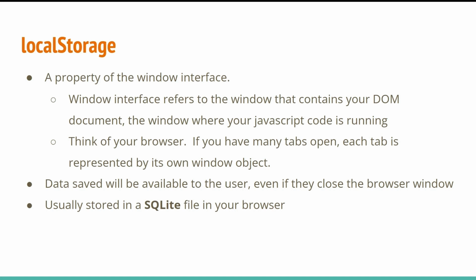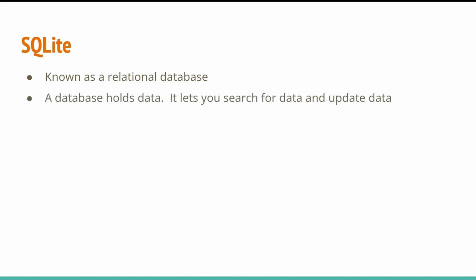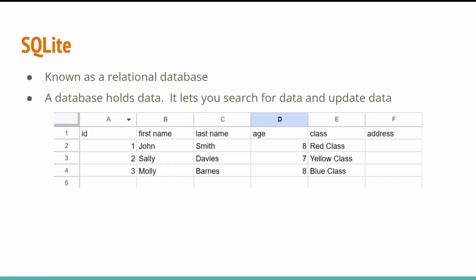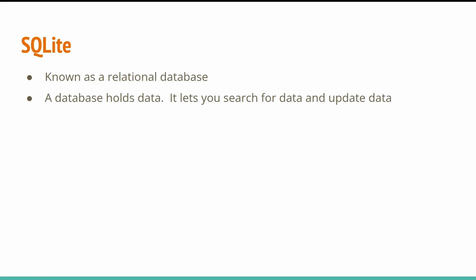But what is a SQLite file? A SQLite file is known as a relational database. In simpler terms, it is a database. A database is something that just holds data for you. If your website held data for a school, it would hold data about students, their names, ages, what class they were in, etc. A database lets us search the data, such as finding a student, or updating the data, where you would change the student's class.